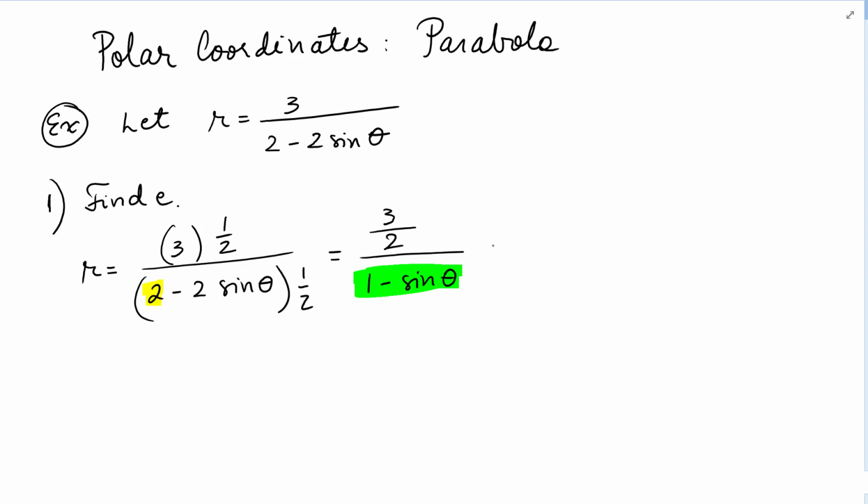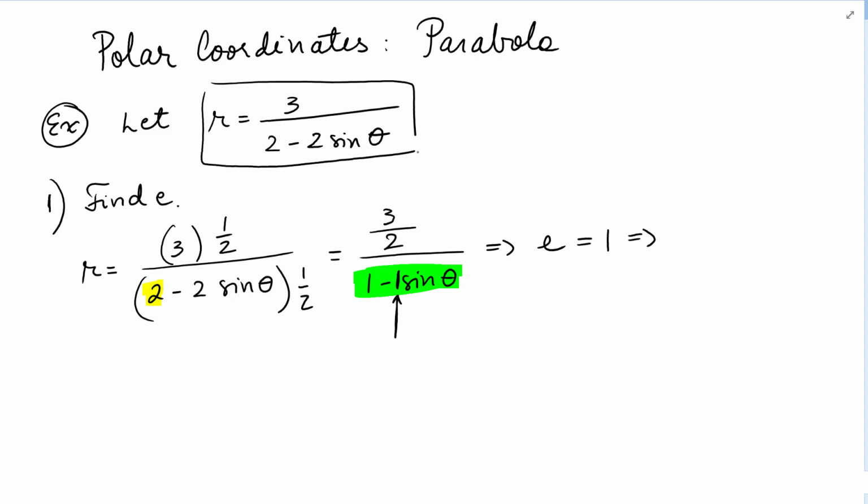So it's easier for us to identify that e is 1, because e is the coefficient in front of the trigonometric function. Because of that, we know that the equation we started with is the equation of a parabola. So the conic that we are dealing with is a parabola.